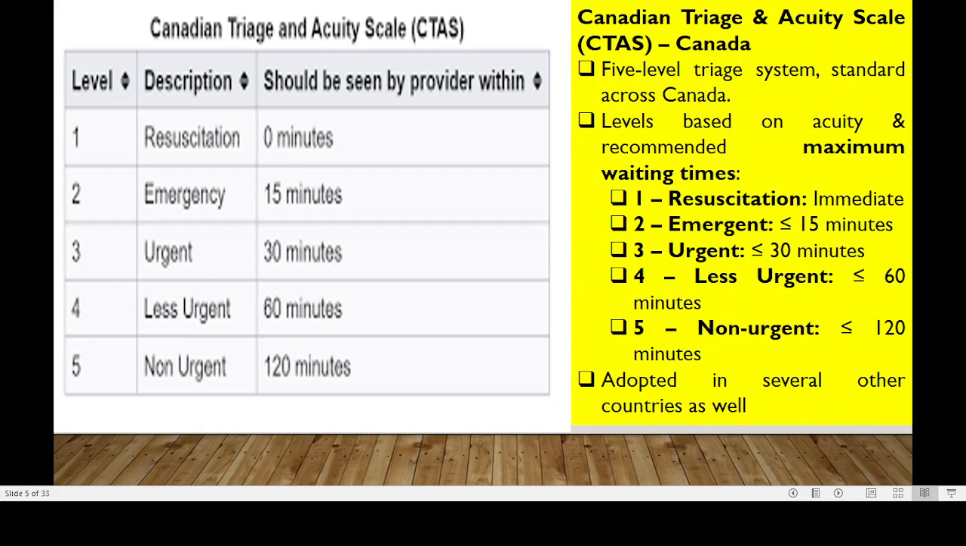We can also look at the one in Canada. One in Canada also has 5 levels. So the Canadian Triage and Acuity Scale, CTAS Canada, is a 5-level triage system and standard across Canada. So levels are based on acuity and recommended maximum waiting times. Like the first level, we have the resuscitation, where it should be done immediately. Then we have emergent, urgent, less urgent, non-urgent. And this one has been adopted in several countries as well.